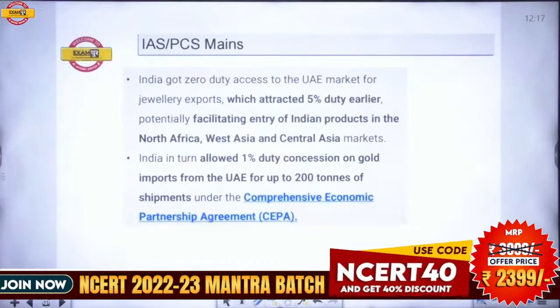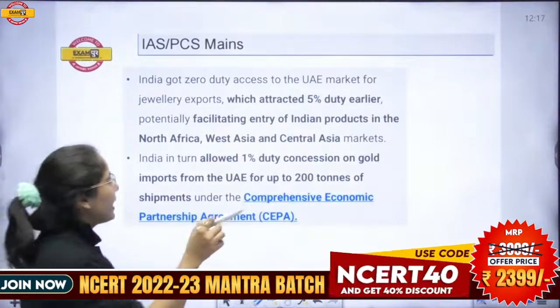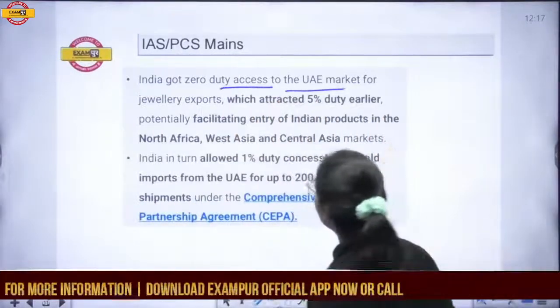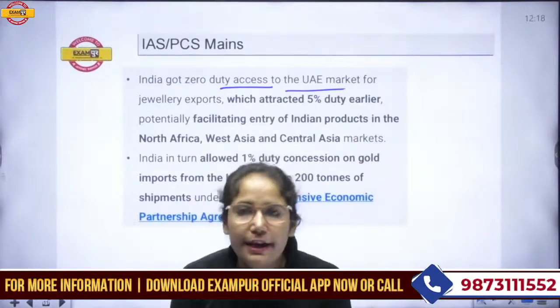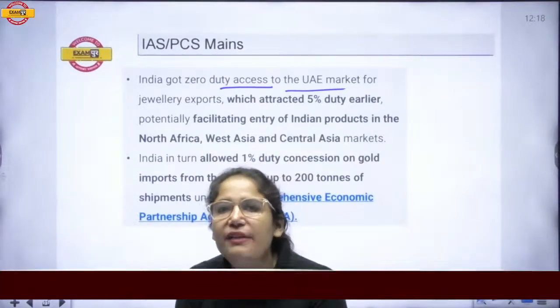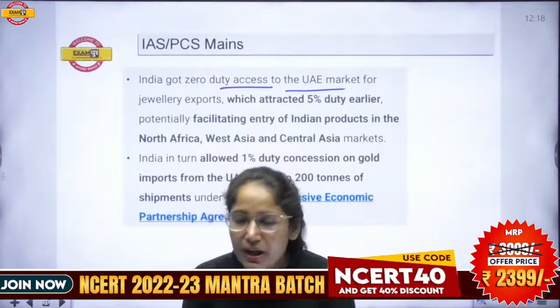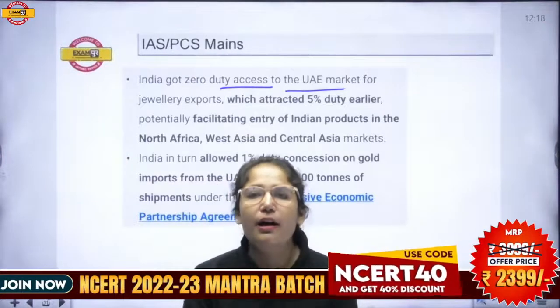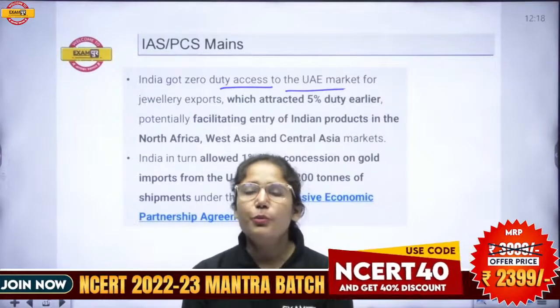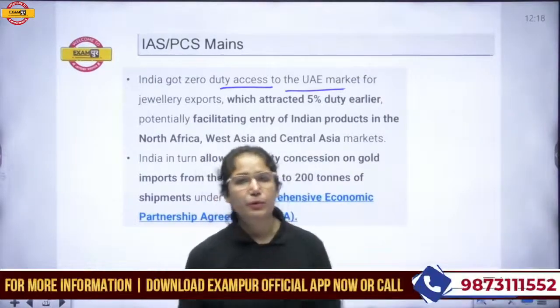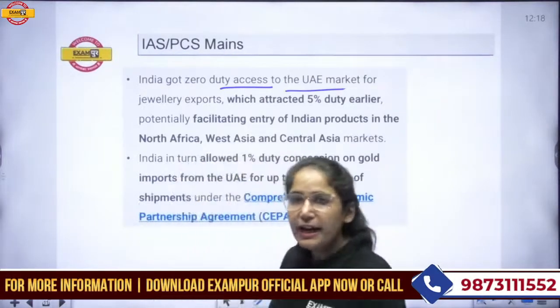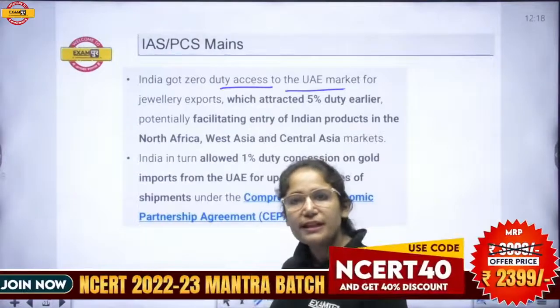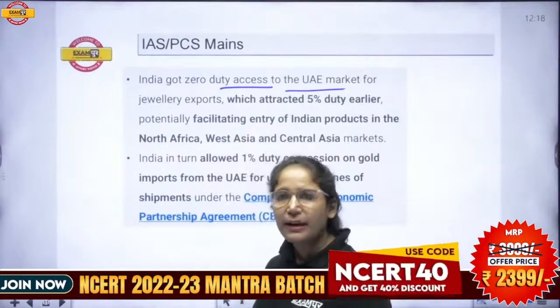The next point is that India got zero duty access to the UAE. The way we are getting benefits, the UAE would also get benefits from India. We are providing simpler provisions for the UAE to make investments, and if they want to make demands for goods and services. In return, what are we going to get? Repayment facilities in terms of investment. We are not required to make payments in cash, like in money format.